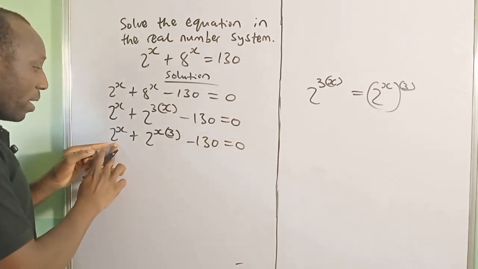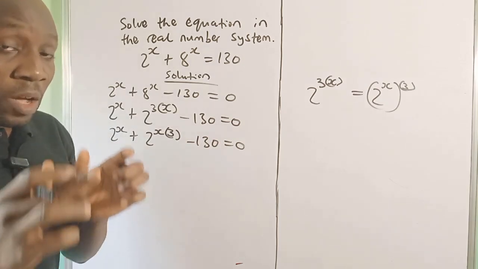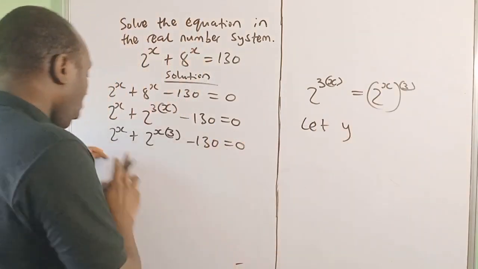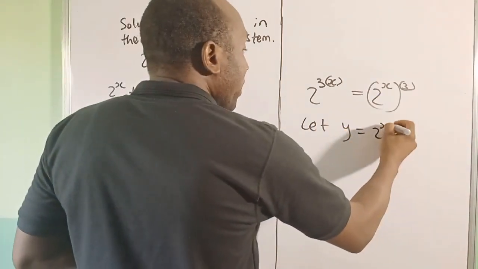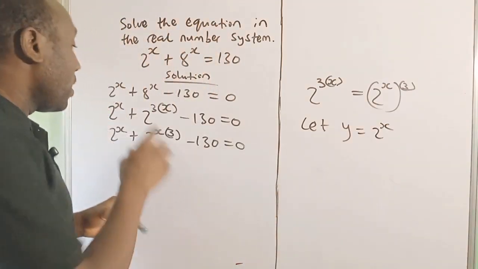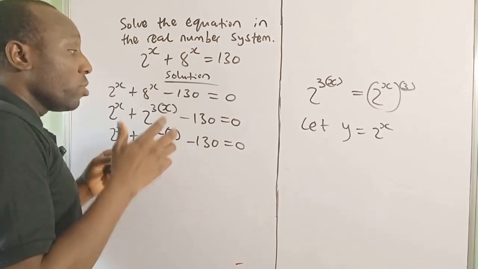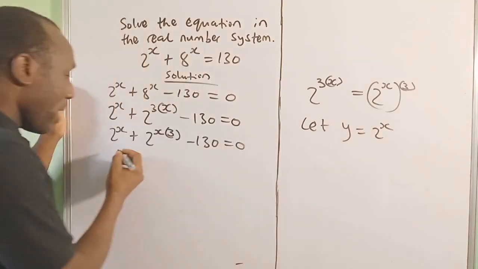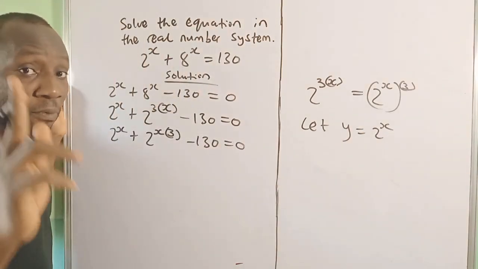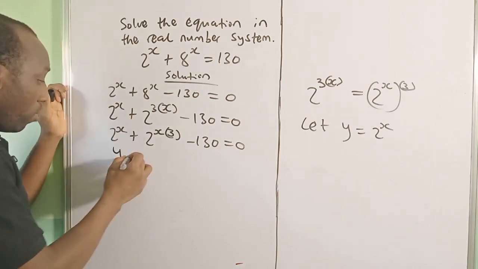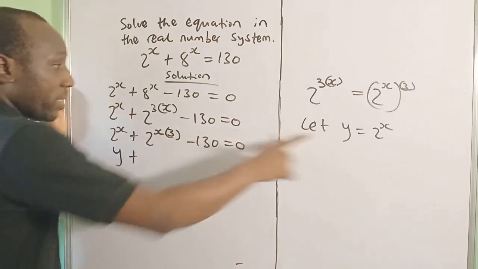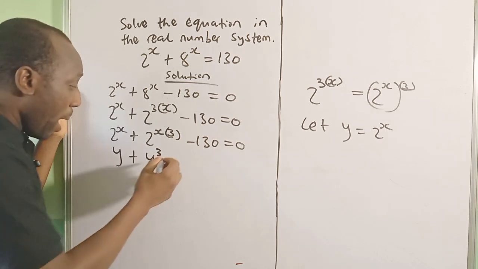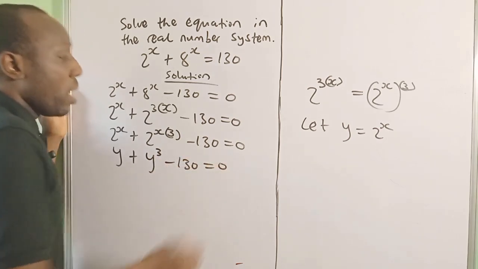Now, you have 2 raised power x here, we have 2 raised power x here. We can say let y, or any letter, but don't let it be x, be equal to 2 raised power x. It's just a way of simplifying the equation so that we'll not have to deal with complex terms. So if I say let y be equal to 2 raised power x, I'll come here and then substitute 2 raised power x for y. Now this is going to be y plus this, 2 raised power x is, we say let it be y. It's going to be y raised by what? 3. See what I did there? Minus 130 is equal to 0.